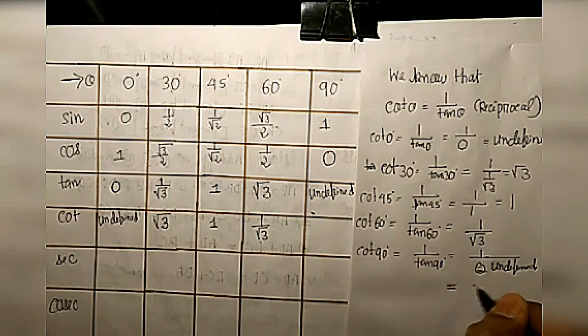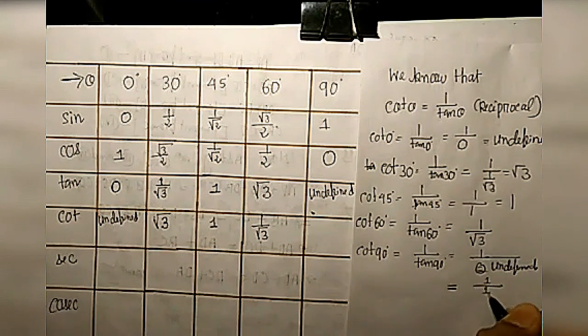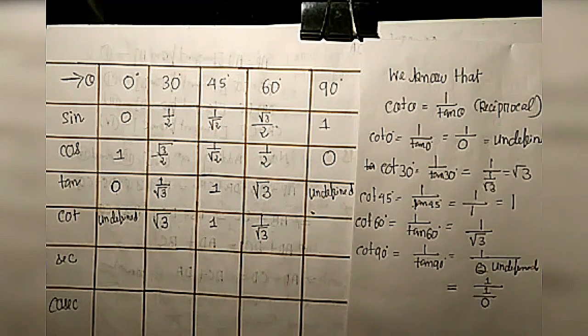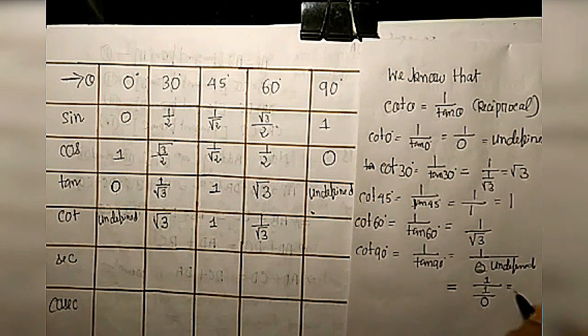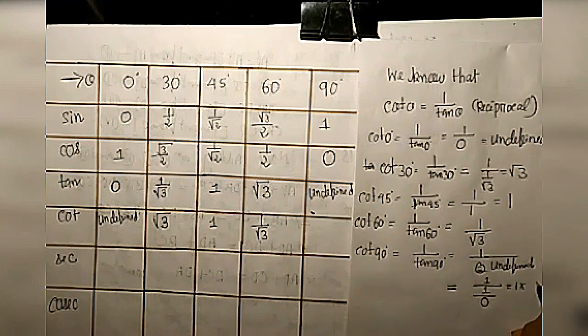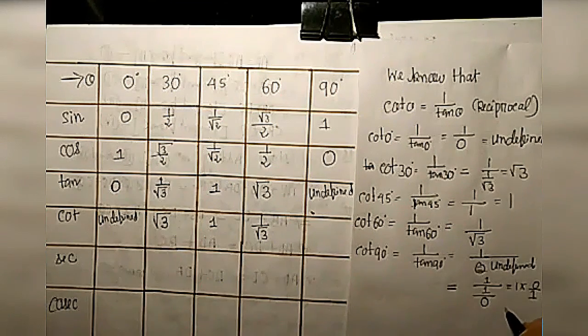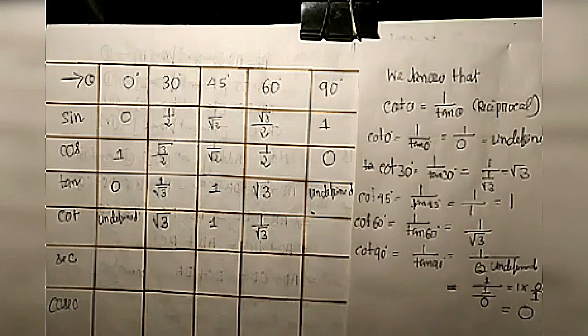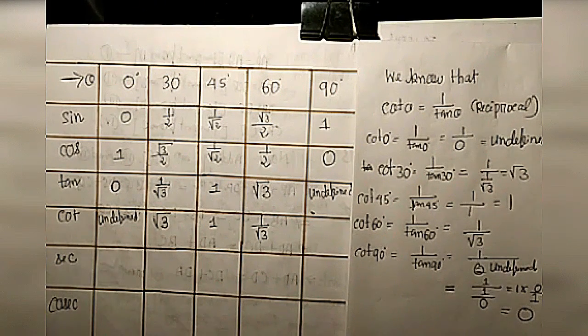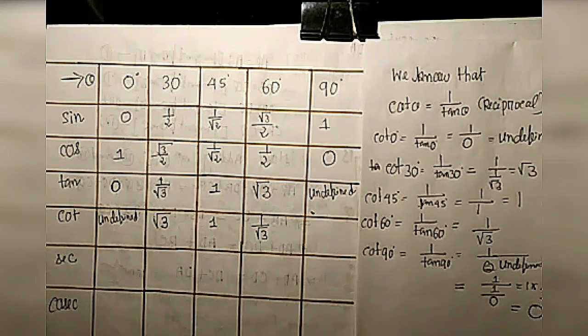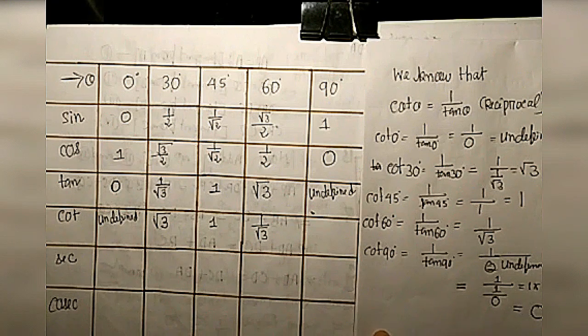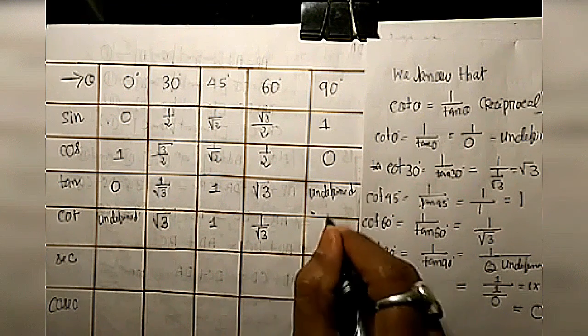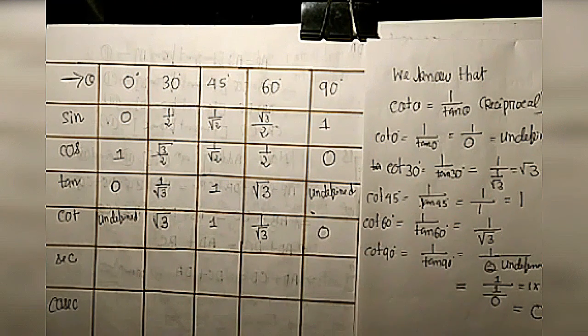And undefined means what? 1 by 0. Instead of undefined we should write 1 by 0, so it becomes reciprocal. So 1 into 0 by 1 equals 0. So cot 90 degree is equal to 0. So we have seen that the values of cot are what? Exactly the reverse of the values of tan. Values of cot are the reverse of values of tan.